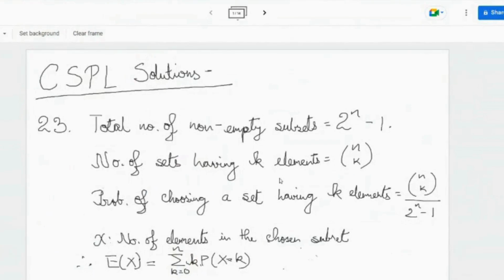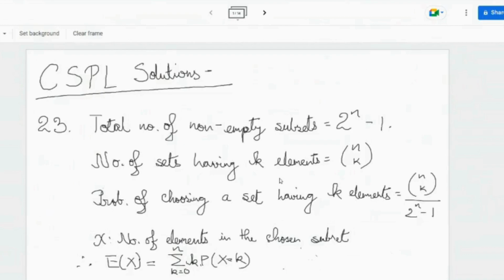So here, I have first written down the given information: the total number of non-empty subsets is 2 to the power n minus 1, and the number of sets having k elements is nCk, because the k elements can be chosen in nCk ways. Now, the probability of choosing a set having k elements is nCk by 2 to the power n minus 1, since all of the sets are equally likely to be chosen, and there are nCk sets which have k elements. Let X be the number of elements in a chosen subset.